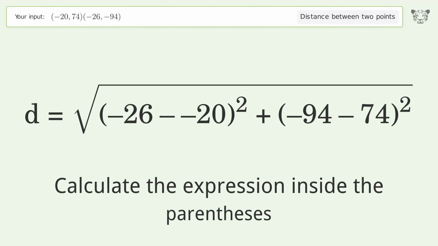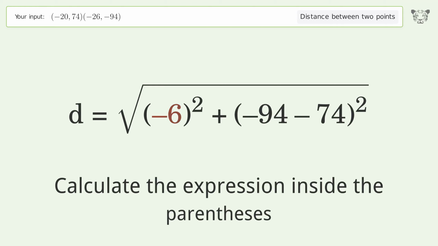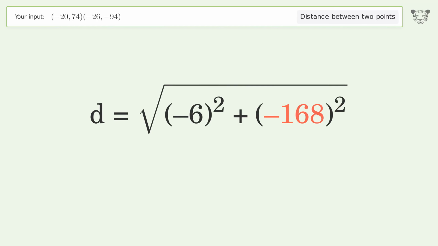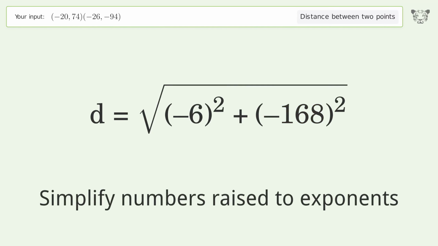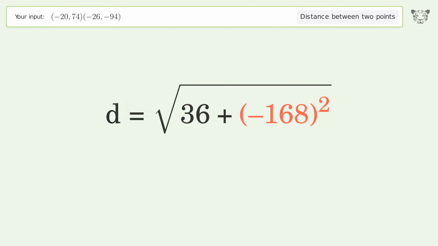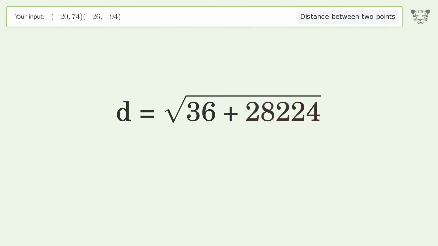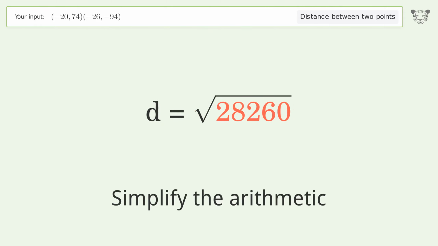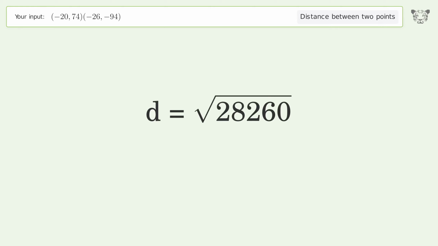Calculate the expression inside the parentheses. Simplify numbers raised to exponents. Simplify the arithmetic. And so the distance between the 2 points is the square root of 28,260 or 168.107.